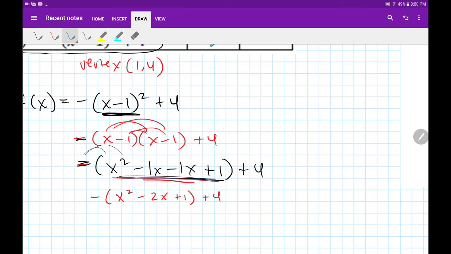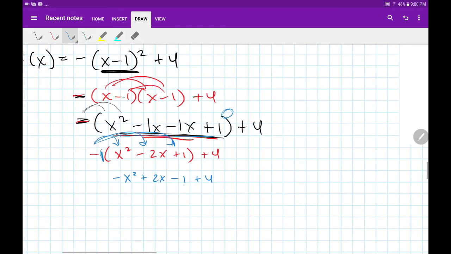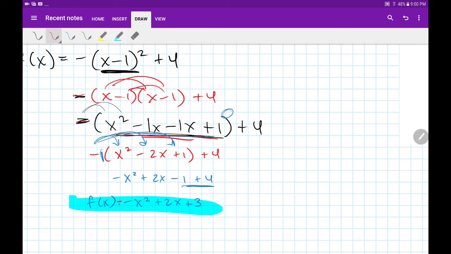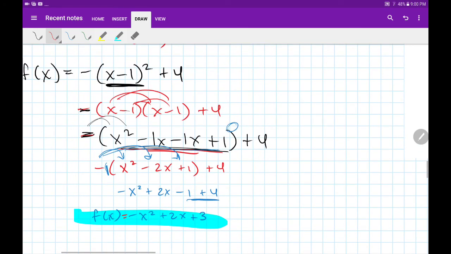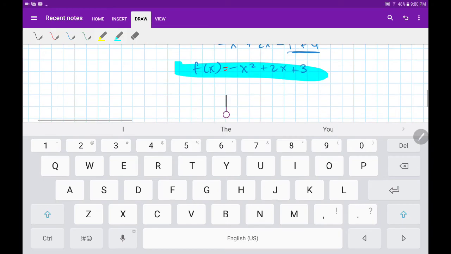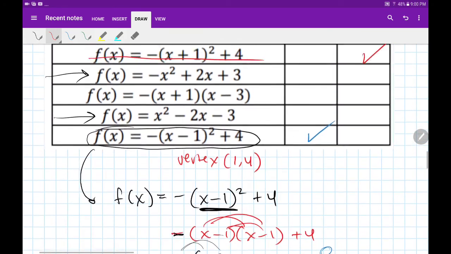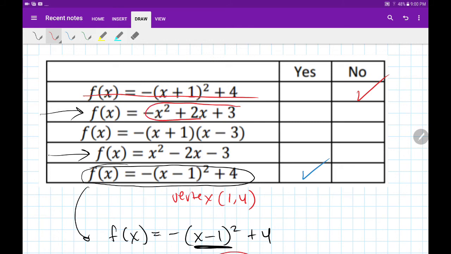Now that we've dealt with our parentheses and there is no exponent to take care of, now we can deal with multiplication. There is a negative 1 to distribute in, so all my signs flip. And finally, we can do our addition and subtraction. I get negative x squared plus 2x plus 3, and that would be my standard form. So let's look back and see which of our standard forms matches negative x squared plus 2x plus 3. That matches, so this is good to go.